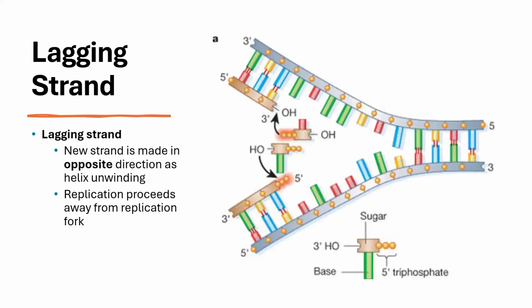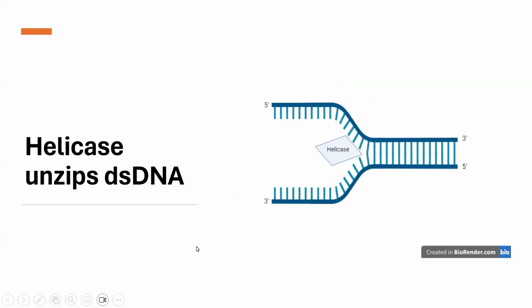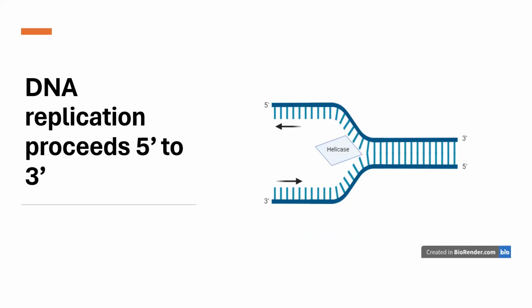Now, the lagging strand is a little bit different. This strand is made in the opposite direction that the helix is unwinding, and so it proceeds away from the replication fork. As we see, the replication fork is opening this way, but on the lagging strand, DNA replication is going to go 5' to 3' this way, right? So this way is the opposite direction that it's opening. It starts out the same way, right? Helicase is going to unzip that double-stranded DNA, and replication always proceeds in this 5' to 3' direction.